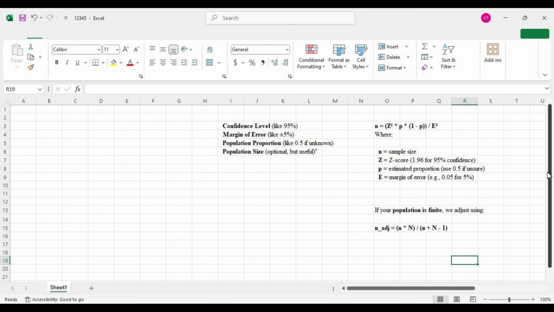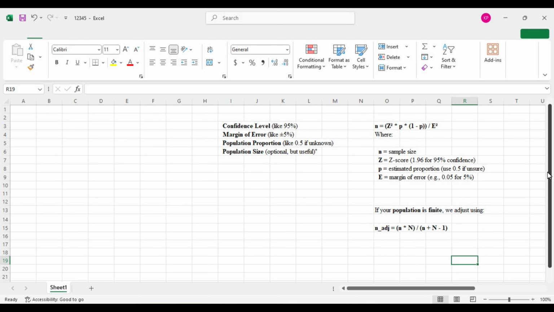If we know the size of the population, n should be adjusted, where n adjusted is equal to n, which we already calculated from the above formula, into N, which is the actual population size, divided by n, the calculated sample size, plus population size minus 1. So this is the formula to calculate the sample size for a population, or if we don't know the population, we can also use the first formula to calculate the sample size.